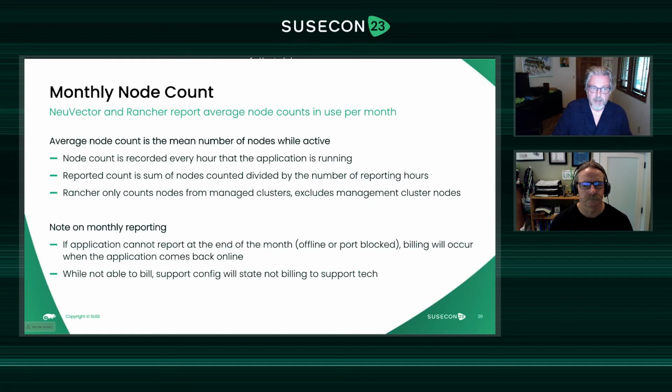This is an important point. If at the end of the month there's a situation where the reporting cannot happen because the marketplace is blocked or the application is inactive and cannot report, billing will occur when the application comes back online. So Rancher or NeuVector, when they come back online, will report the information from the previous month that was not able to be reported due to marketplace and or application issues. I think that pretty much covers it. Did you want to add anything to that, Robert?